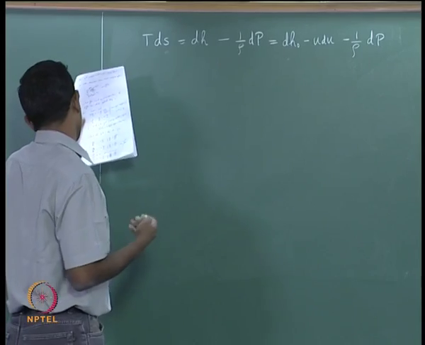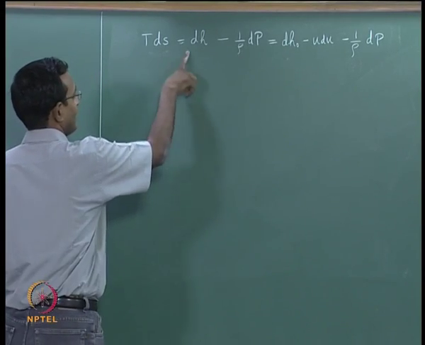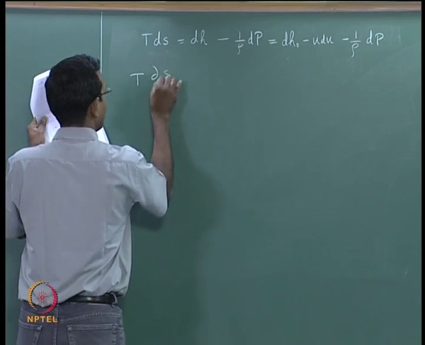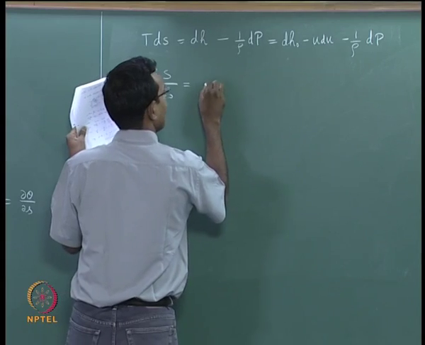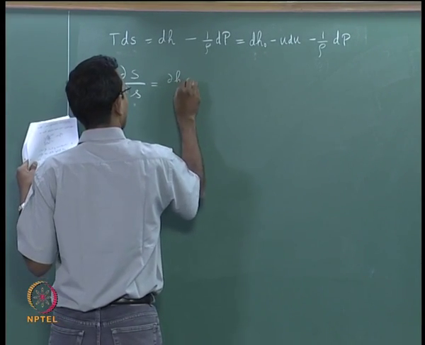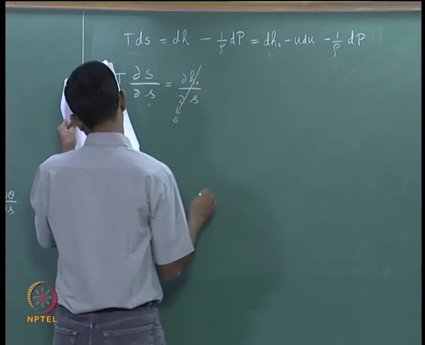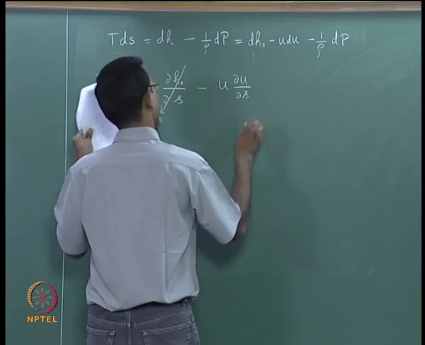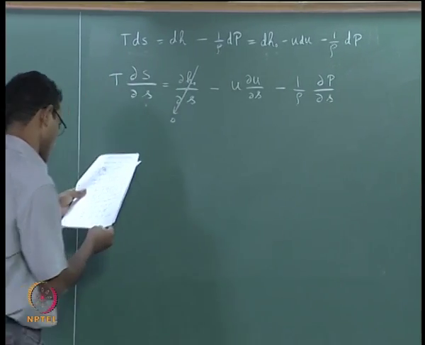From here I want to look at the individual variation of entropy along the s direction and the n direction. I will take this definition, which is for any particular change in s. Now I make it change only in one particular direction: T dou s by dou s, the streamwise coordinate, is equal to dou h naught by dou s, which is 0 because that is what we said is constant, minus u dou u by dou s, minus 1 by rho dou p by dou s. This is what we get.